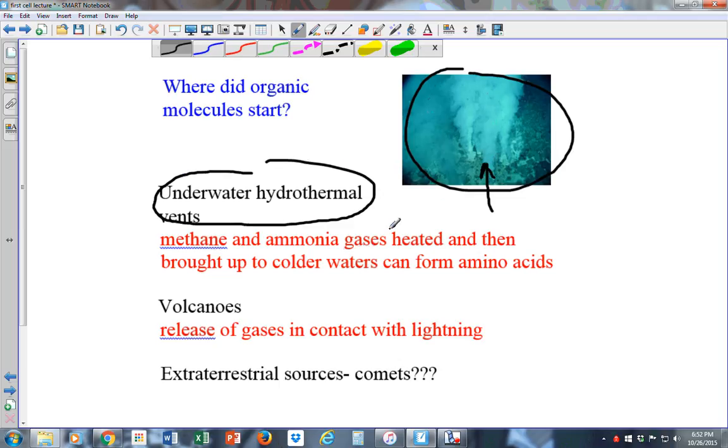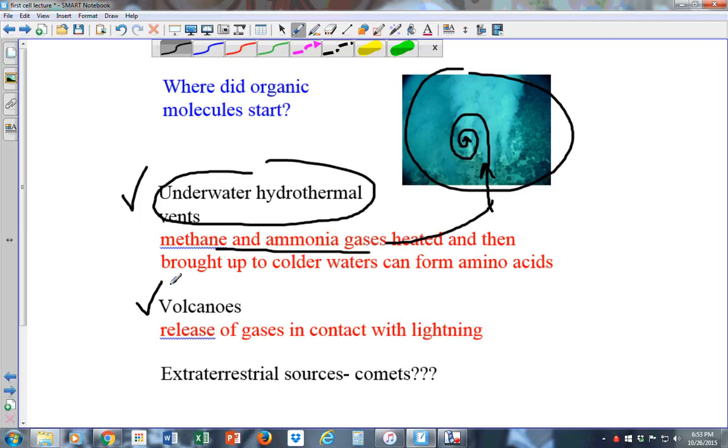So methane and ammonia gases are pumping their way up through here, right? And then they mix with the colder water, and it goes back and forth like this. And it actually starts to form very interesting structures on there. They have noticed that this provides energy that puts molecules together. We found really interesting things down there. So one place this could have happened is underwater hydrothermal vents.